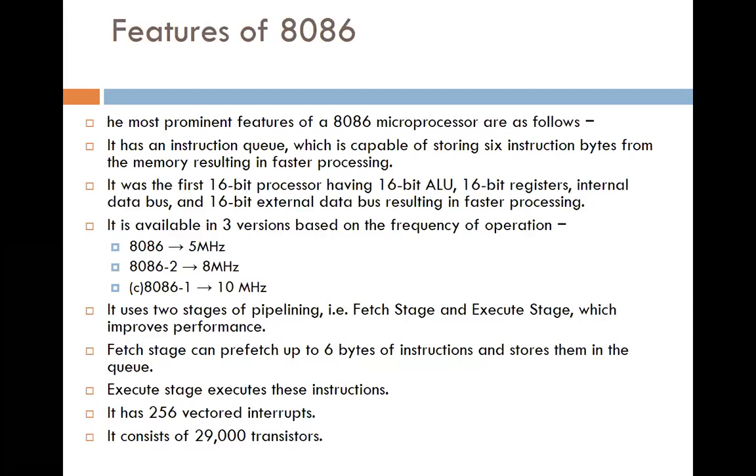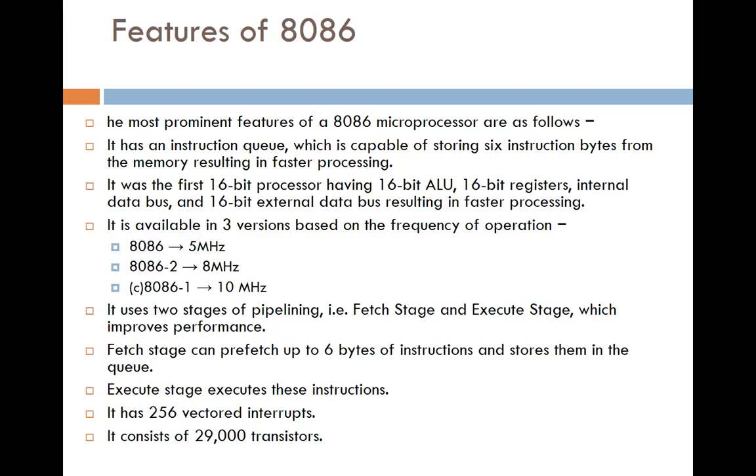Features of 8086. The most prominent features of the 8086 microprocessor are as follows. It has an instruction queue which is capable of storing 6 instruction bytes from the memory, resulting in faster processing. It was the first 16-bit microprocessor having a 16-bit ALU, 16-bit registers, internal data bus, and 16-bit external data bus, resulting in faster processing. It is available in 3 versions based on the operating frequency: 8086 with 5 MHz, 8086 at 8 MHz, and 8086 at 10 MHz.